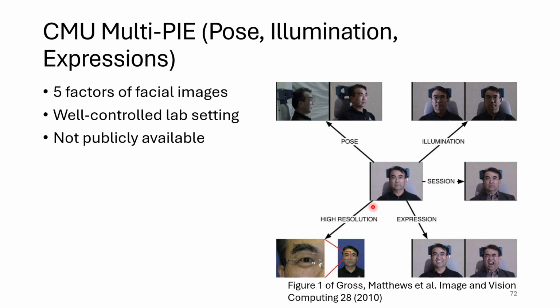Let's take a look at some famous face image datasets. This is the CMU Multi-PIE. CMU is Carnegie Mellon University. Multi-PIE means there are different poses, illuminations, and expressions. Given this example, these are different poses, and these are different illuminations. You can see it is brighter on the left side and brighter on the right-hand side.